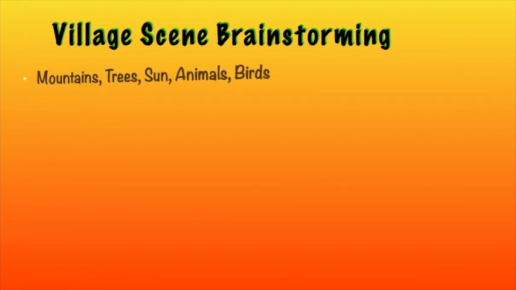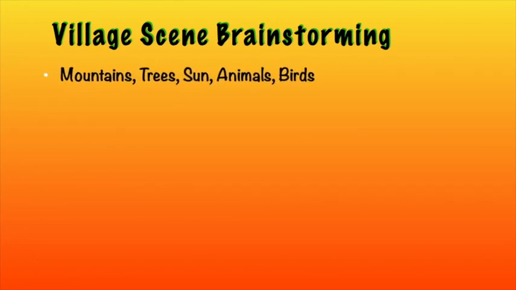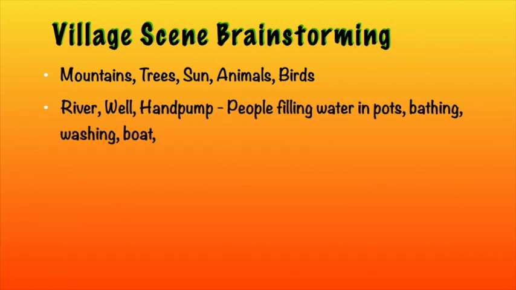Okay, so a village is likely to have mountains, trees, sun, animals and birds. So we can have them in our scene to make it a beautiful landscape. Then there would be some source of water, which might be a river, well or hand pump. We can have people around it filling water in the pots or bathing, washing.